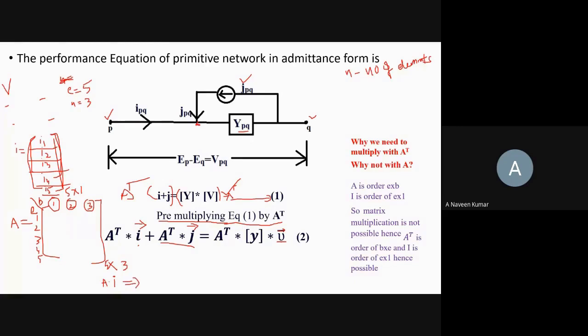Can we multiply A into I? What is the order of matrix A? It is 5 cross 3. What is the order of matrix I?